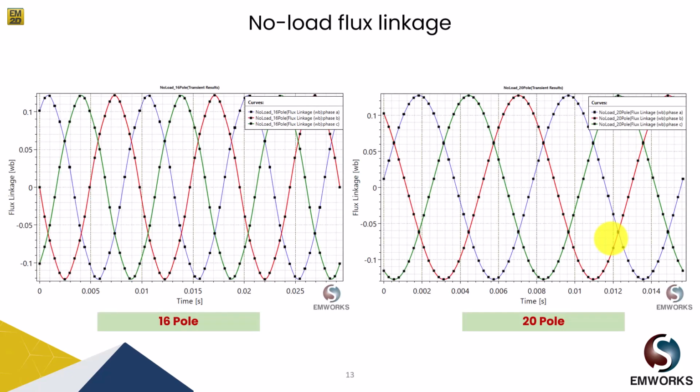So to begin with, first here I would like to show you the no load flux linkage. You can see for the 16 pole and for the 20 pole, as the number of poles is increasing, we have a different frequency for each motor. The flux linkages are fine, very close to sinusoidal, and all the windings are perfectly balanced, and the magnets are good enough as they create a flux linkage of around 0.12 Weber.